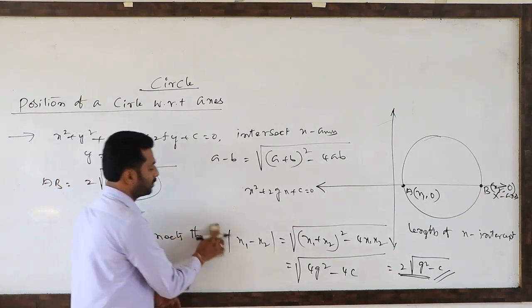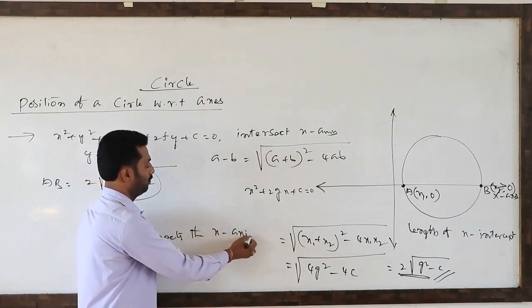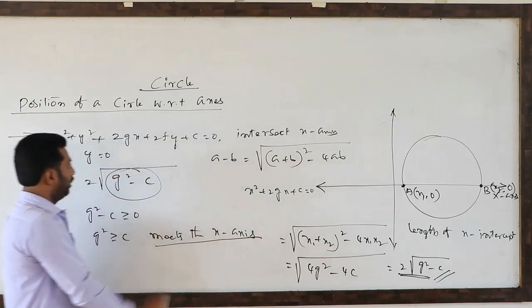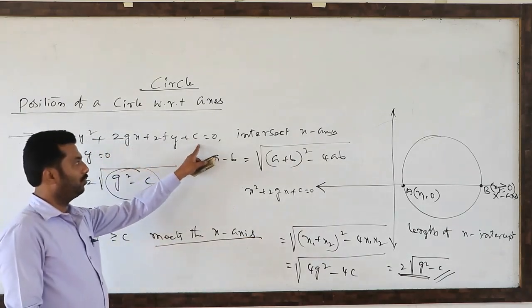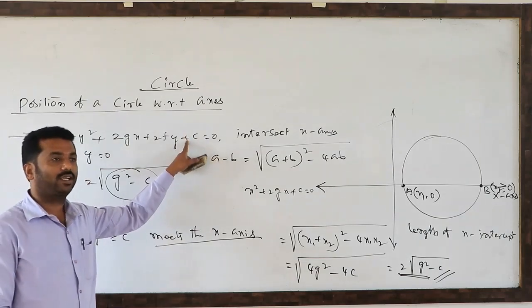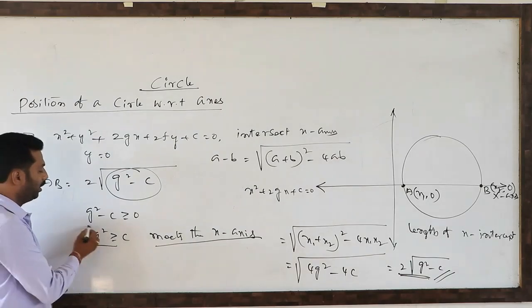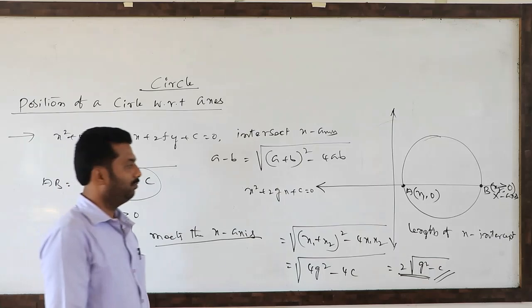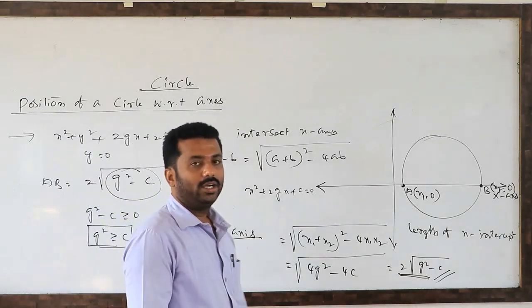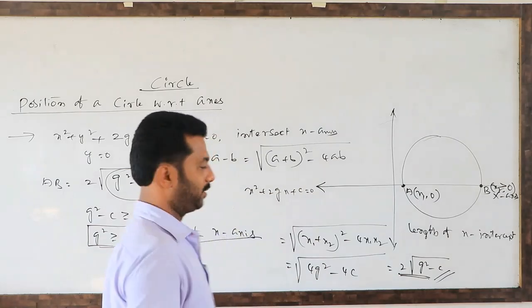Meets the x-axis. You remember? x² + y² + 2gx + 2fy + c = 0 represents a circle which meets the x-axis. What is the condition you have to write? g² ≥ c. Meets means two cases: maybe it touches the x-axis, maybe it intersects the x-axis.